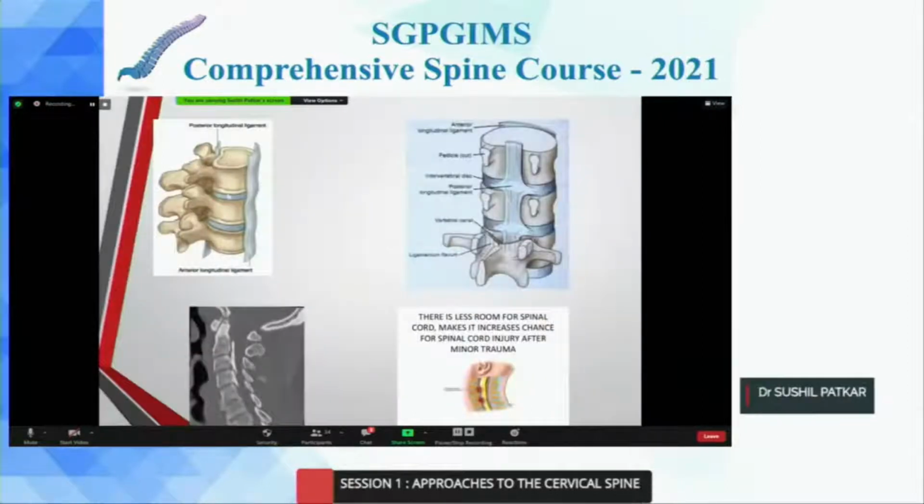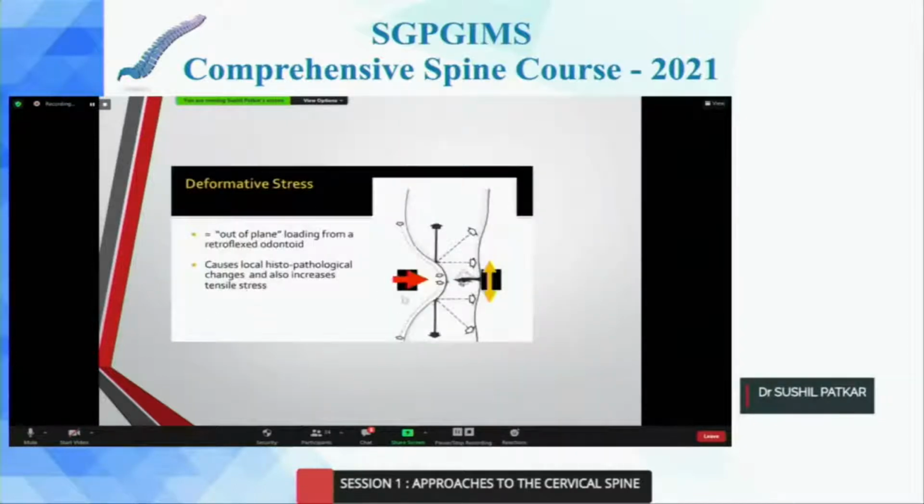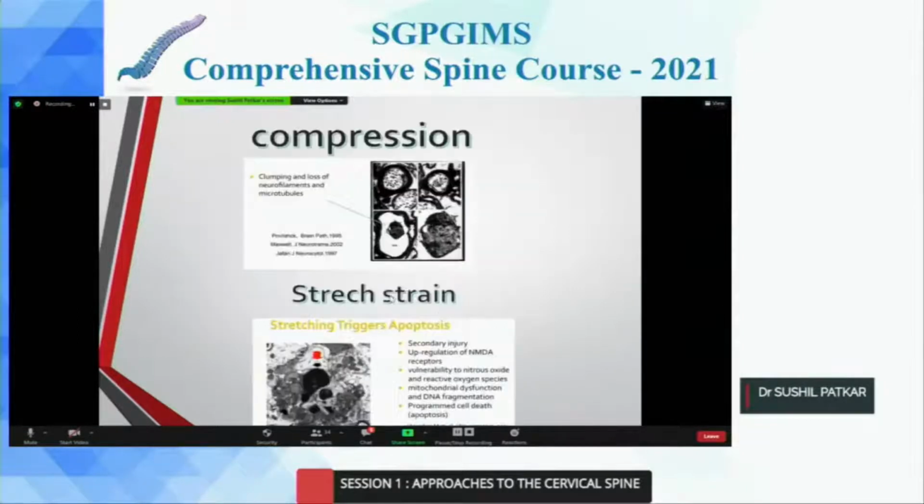So OPLL is nothing else but ossification of the ligament behind the vertebral body, and excessive ossification, for what reason unknown, maybe some genetic defect in chromosome 6. And there are two problems. One is the compression, and the second one is the deep stretch strain. It is not just static compression, but compression along with the instability, which gives rise to this neurological syndrome and the various symptoms of OPLL.